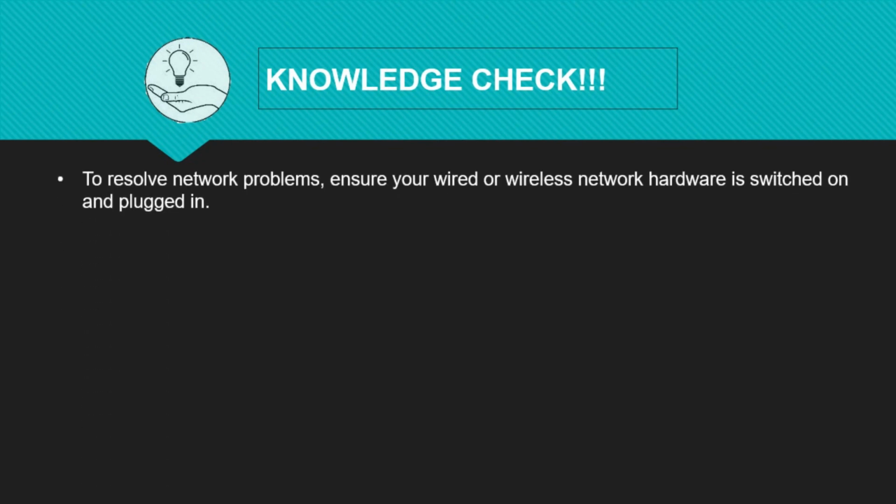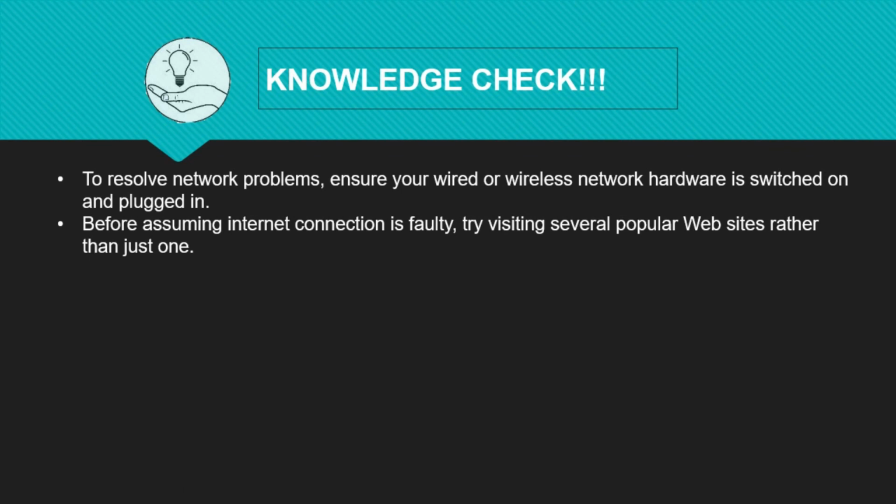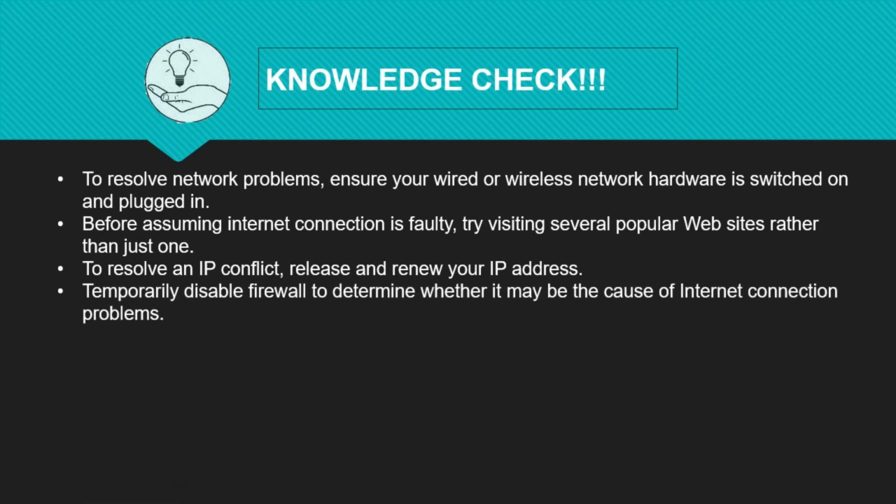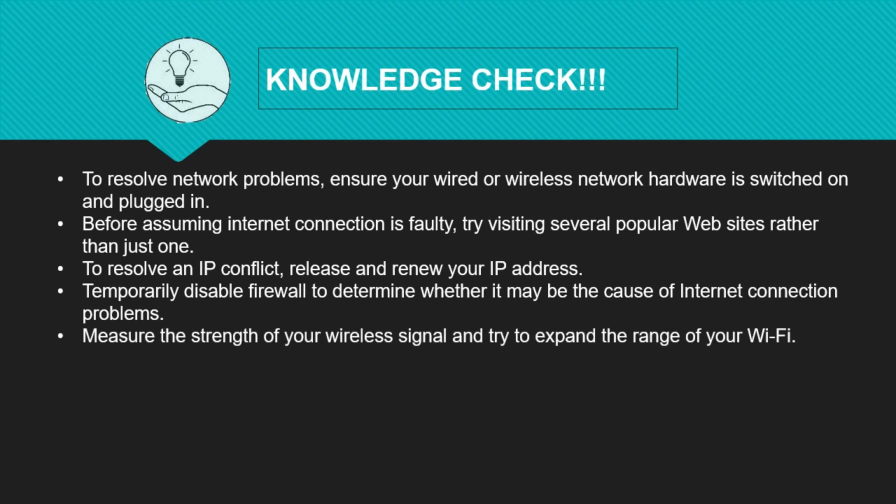To resolve network problems, ensure your wired or wireless network hardware is switched on or plugged in. Before assuming the internet connection is faulty, try visiting several popular websites rather than just one. To resolve an IP conflict, release and renew your IP address. Temporarily disable the firewall to determine whether it may be the cause of internet connection problems. Measure the strength of your wireless signal and try to expand the range of your Wi-Fi.